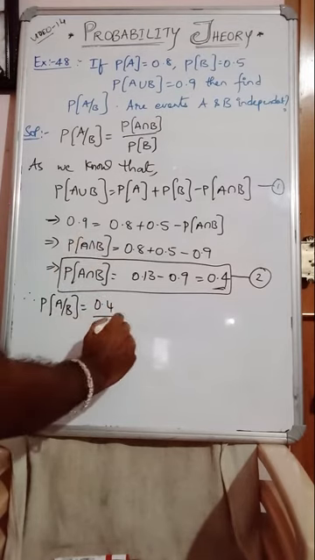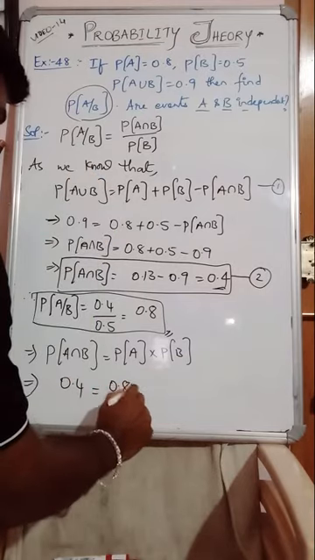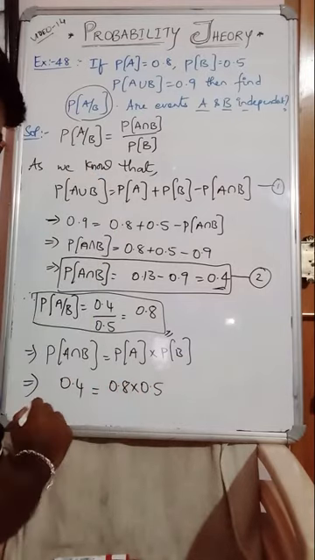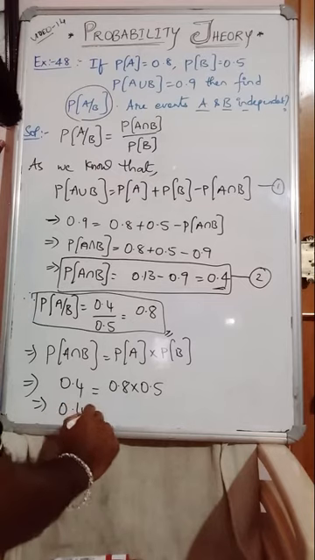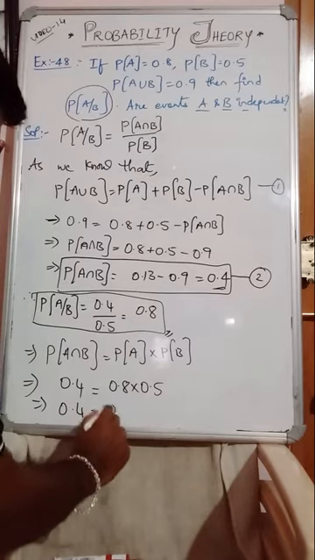Next, are A and B independent? They are asking if A and B are independent. Independent means you know the formula: P of A intersection B equals P of A into P of B. P of A intersection B, the answer you got, is 0.4. P of A is given 0.8 into P of B is 0.5.